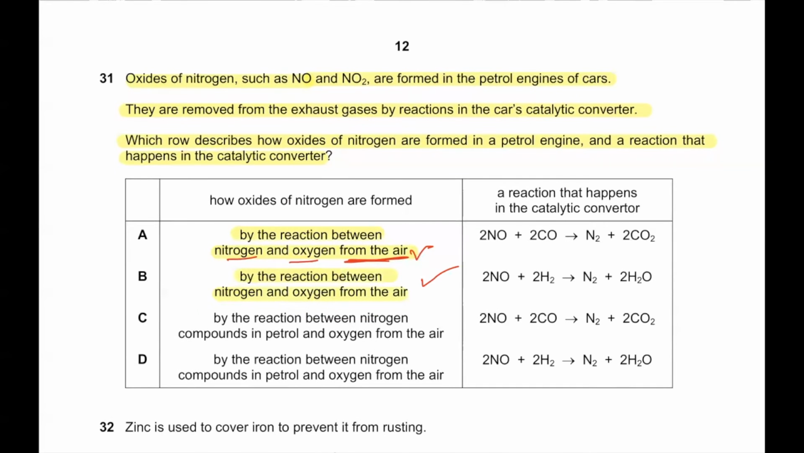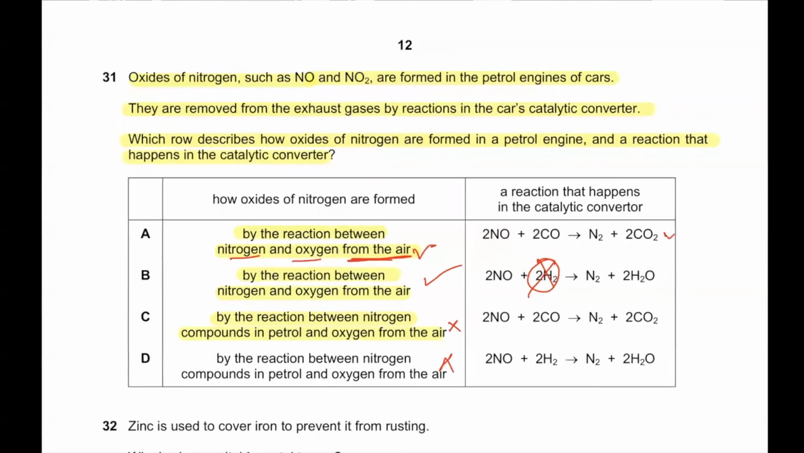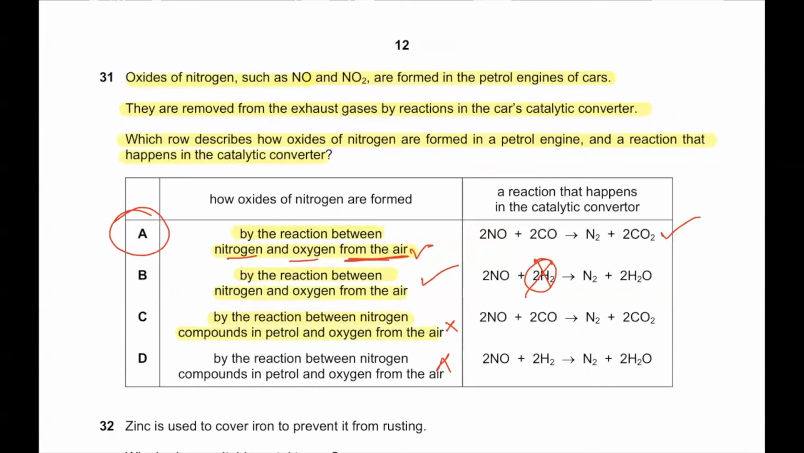And the next option says by the reaction between nitrogen compounds in the petrol and oxygen from the air. No, there are no nitrogen compounds in the petrol, so we don't have to bother about it. C and D have the same point, so we will just cross both of them out. Now, a reaction that happens in the catalytic converter. A catalytic converter does not have hydrogen inside it, so the reaction that happens inside a catalytic converter will definitely be nitrogen monoxide with carbon monoxide to produce nitrogen and carbon dioxide. So definitely this is the correct statement. A is the correct answer for question number 31.